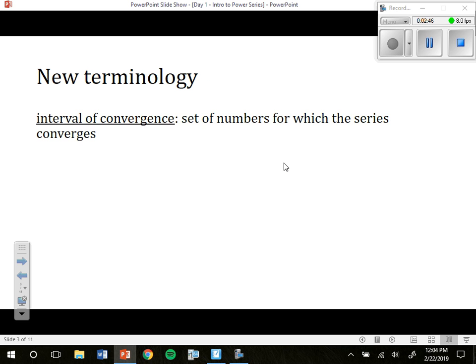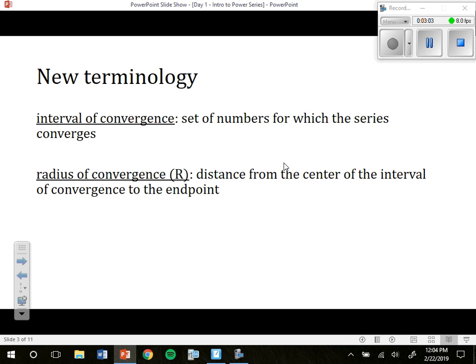So that's some new terminology. Interval of convergence. You don't have to write it. I mean, it's intuitive, right? The interval of convergence is the set of numbers for which the series converges. That's practically using the words to define themselves. But when I ask what's the interval of convergence for a geometric series, you say r has to be between -1 and 1.